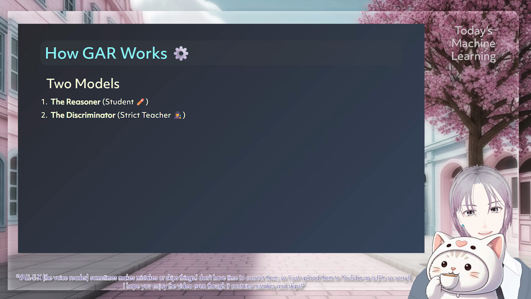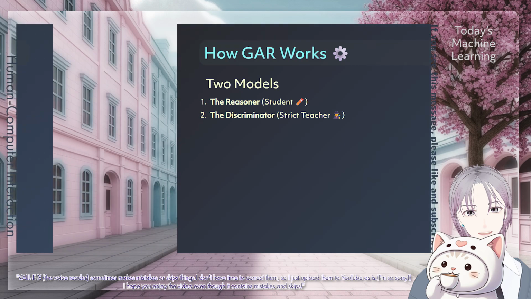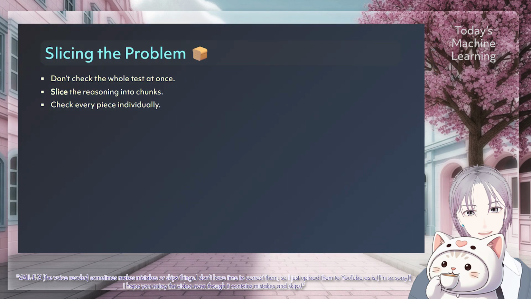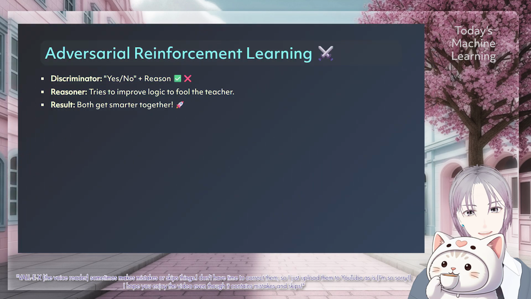It uses a very clever method. It actually trains two different AI models together. One is called the Reasoner, and the other is called the Discriminator. Think of the Reasoner as the student taking the test, and the Discriminator as a strict but helpful teacher grading the test. But here is the cool part. They don't just look at the whole test at once. They slice the reasoning process into small chunks, or slices, just like slicing a long loaf of bread, so you can check every one. The Discriminator looks at each slice and decides if the logic is sound. It says yes or no, and gives a short reason why.